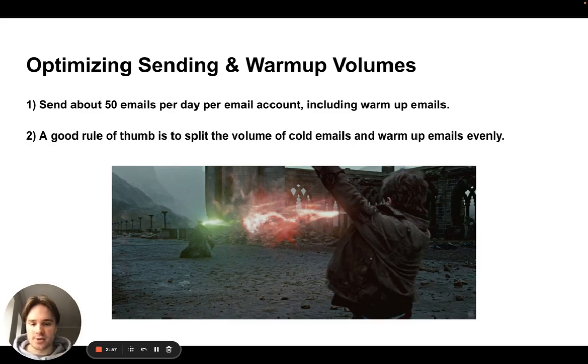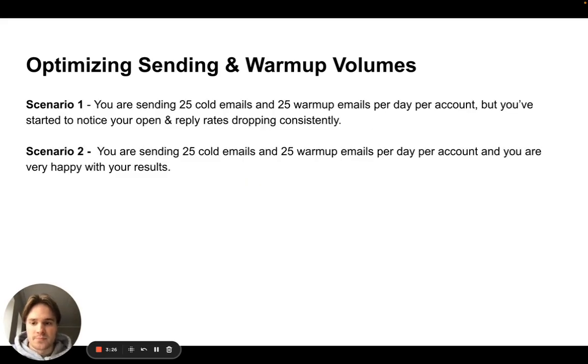The first thing we tell people is to send about 50 emails per day per email account, including warm-up emails. This is a safe range where you know you'll be fine and you won't burn your domains. But I want to make clear that it's not a rule set in stone. It doesn't mean that if you send 51 emails, your domain's going to be burned. This is a generic guideline that we've seen consistently work. So that's one thing you want to confirm, that that's your sending volume. Another good rule of thumb is to split the volume of cold emails and warm-up emails evenly. That means that if you're going to send 50 emails total, you're going to send 25 cold emails and 25 warm-up emails. So there's a 50-50 balance.